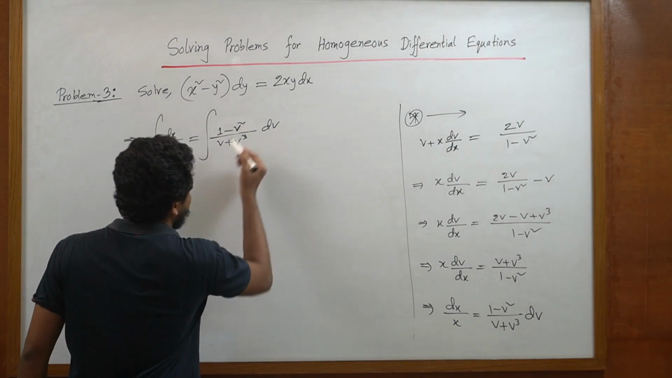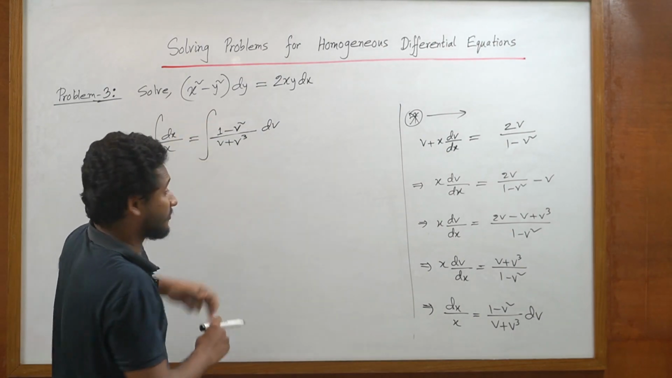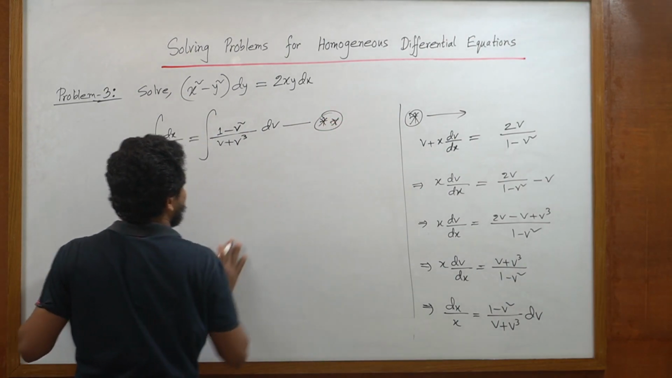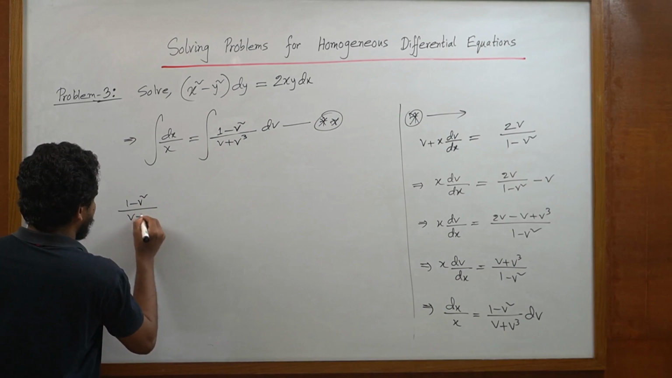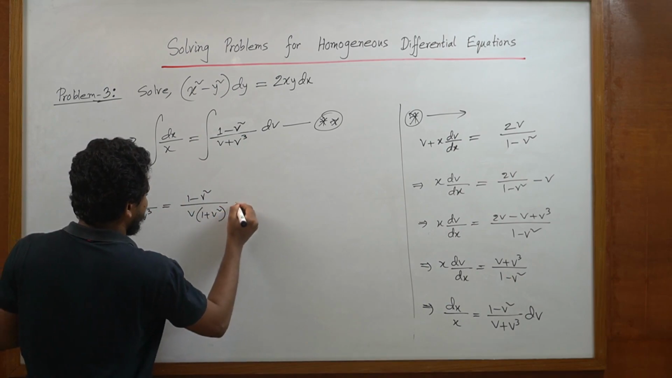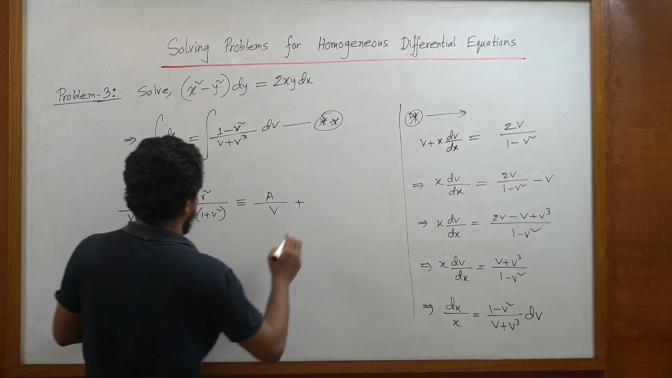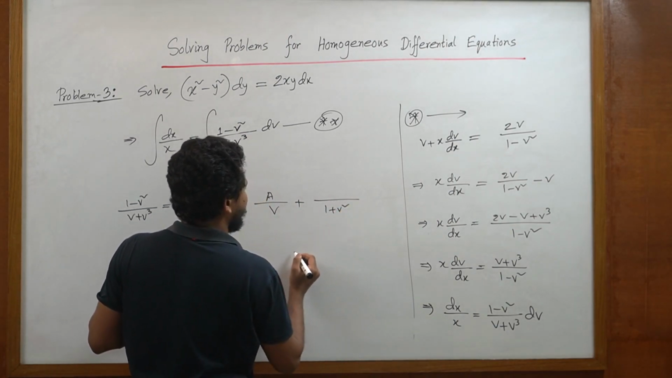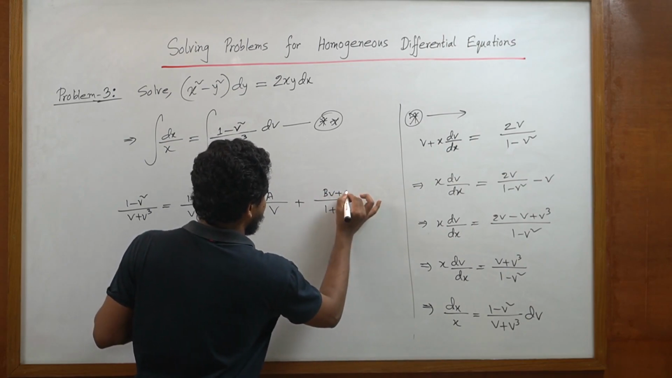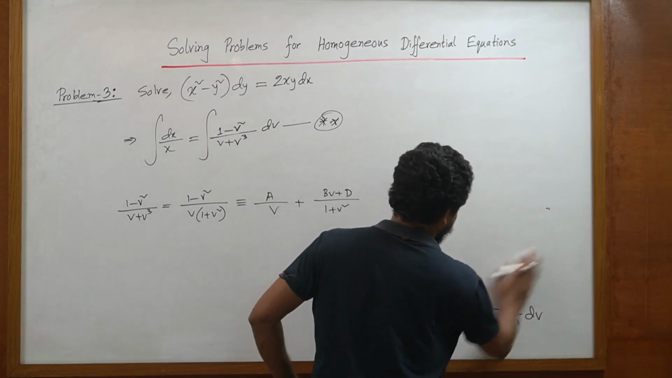Now we'll integrate this part by the partial fraction method. This fraction is a proper fraction, so we will call this equation the double star equation. So we will take (1 minus v square) by (v plus v cube) equals (1 minus v square) by v into (1 plus v square). We will assume it as A by v plus, over 1 plus v square, the numerator should be bv plus d. Now we will find the values of a, b and d.